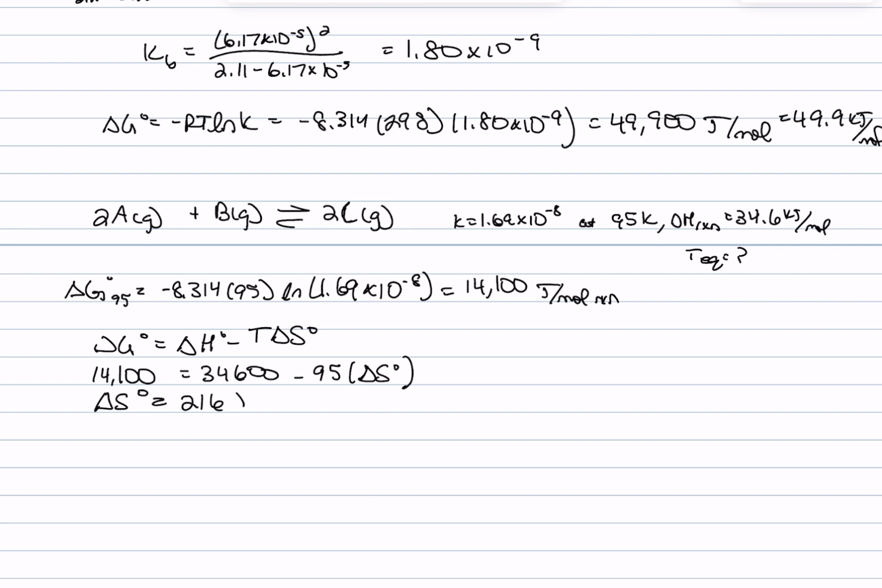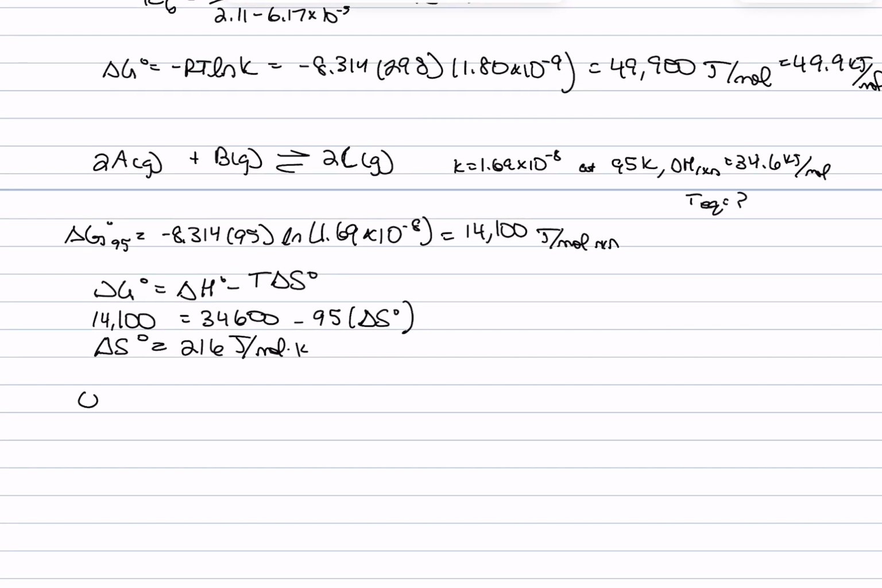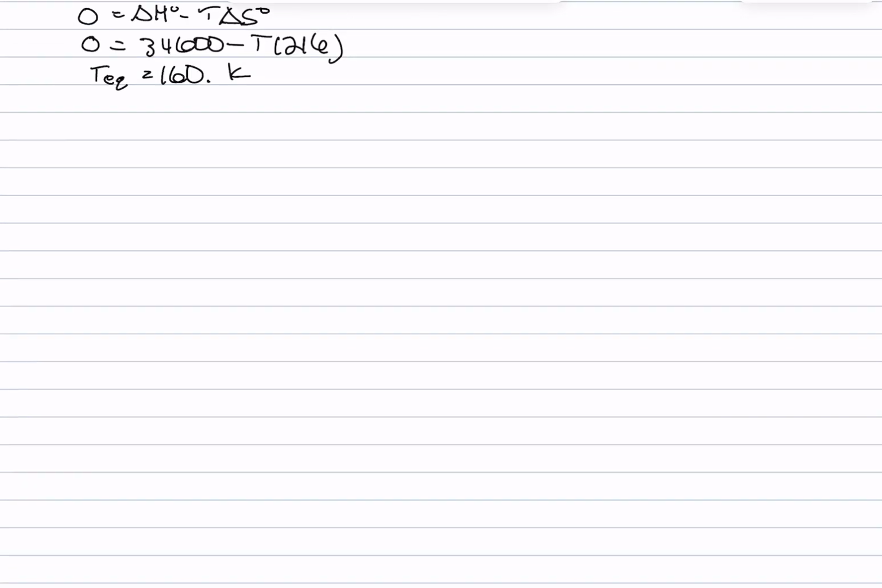And then because it's asking for an equilibrium temperature, we know we're looking at when delta G standard is 0. And so we have 0 is equal to delta H standard minus T delta S standard. And so we are looking at 0 is equal to 34,600 minus T times 216. And so that makes our T of equilibrium equal to 160 Kelvin.